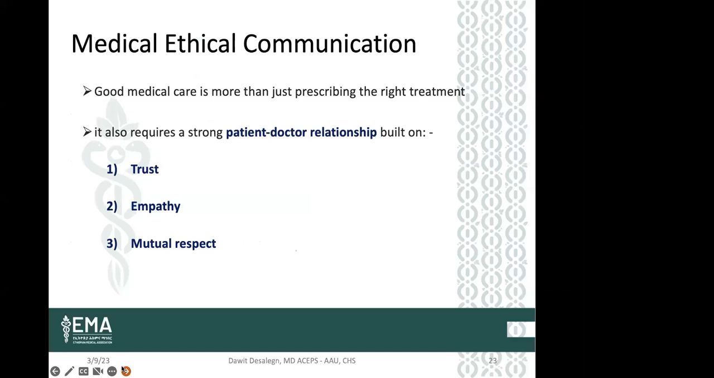But medical communication is not just prescribing the right treatment. Good medical care is more than that, and it also requires a strong patient-doctor relationship.